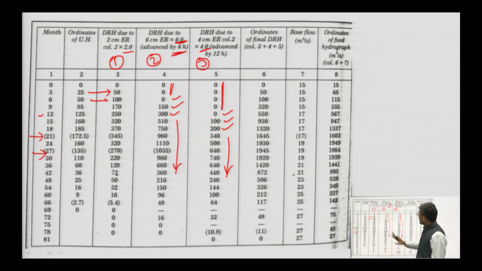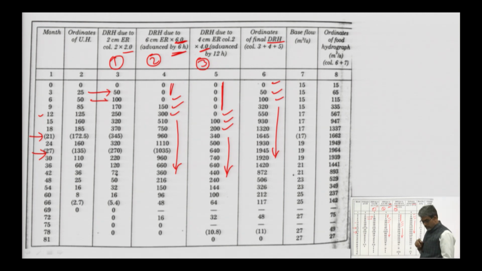So, what we did: we calculated the ordinates for storm 1, storm 2, storm 3 using the ordinates of the unit hydrograph which are given. So, the total DRH, coming from storm 1, storm 2, storm 3, will be simply calculated by adding: 0 plus 0 plus 0 is 0, 50 plus 0 plus 0 is 50, 100 plus 0 plus 0 and so on.